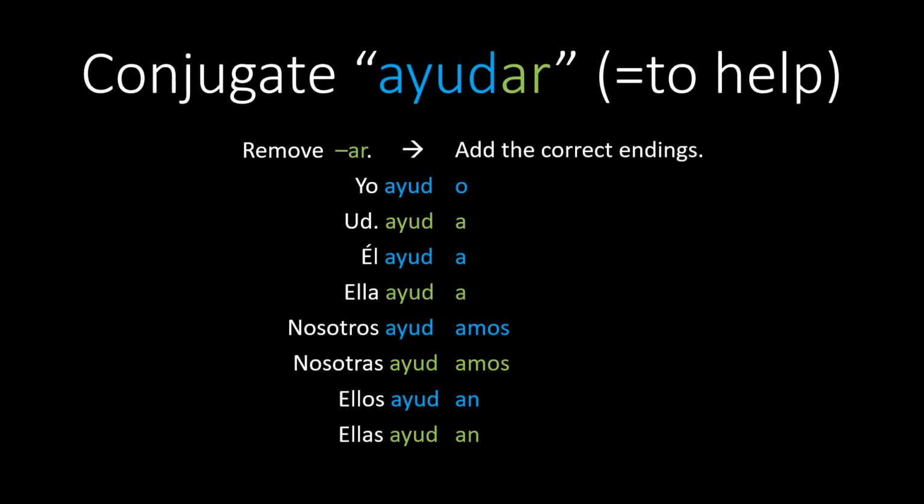Now, that previous slide didn't make much sense, perhaps, but let's take a look at how it works with the real verb ayudar. Ayudar means to help, so we're going to be able to use this a lot. Take a look. You're going to remove the AR that you see written in green, and you're going to add the appropriate endings onto what you have left after you remove the AR. And you get yo ayudo, usted ayuda, él ayuda, ella ayuda, nosotros ayudamos, nosotras ayudamos, ellos ayudan, ellas ayudan.